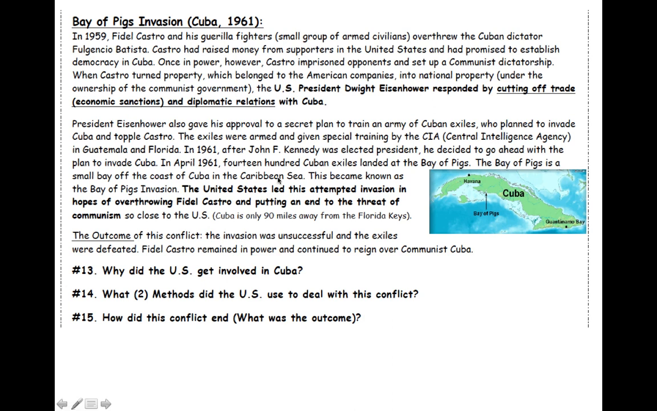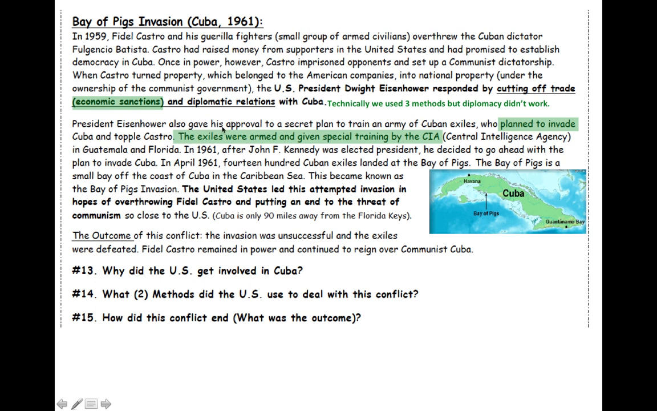When Castro turned property, which belonged to the American companies here in the United States, into national property, meaning under the ownership of the communist government, U.S. President Dwight Eisenhower responded by cutting off trade and setting up economic sanctions. And he also tried to use diplomatic relations with Cuba. So economic sanctions is one of your methods. Technically, we tried to use 3 different methods here, but diplomacy actually never worked. It didn't work at all, so we're not going to consider that a method used.